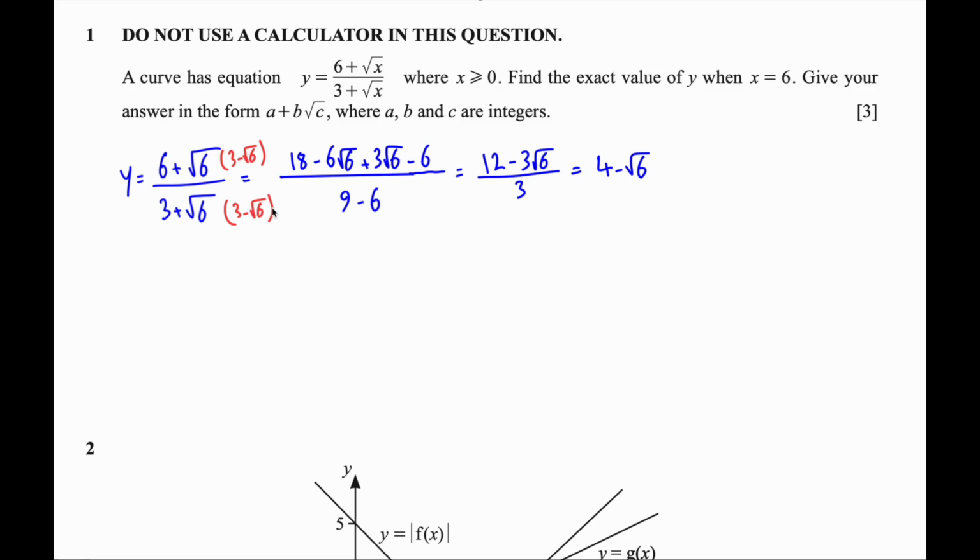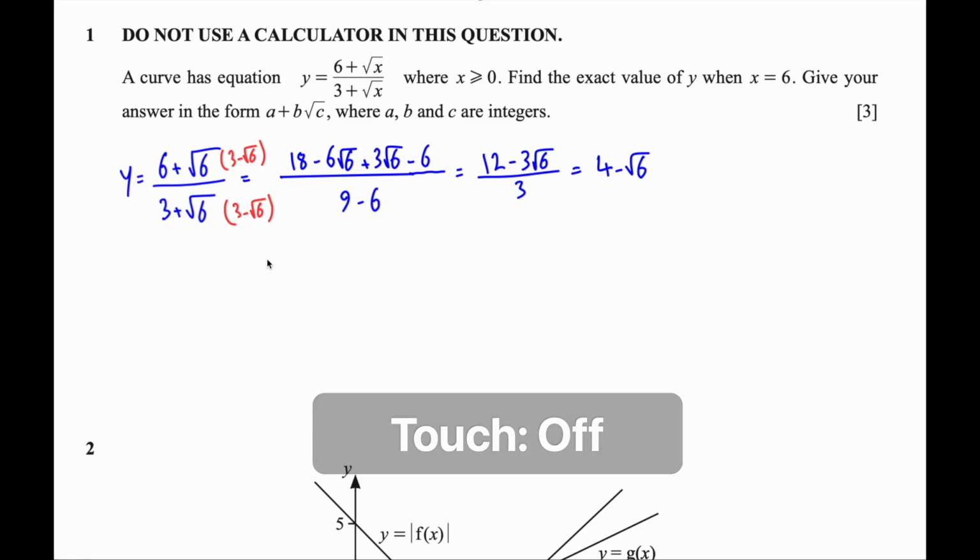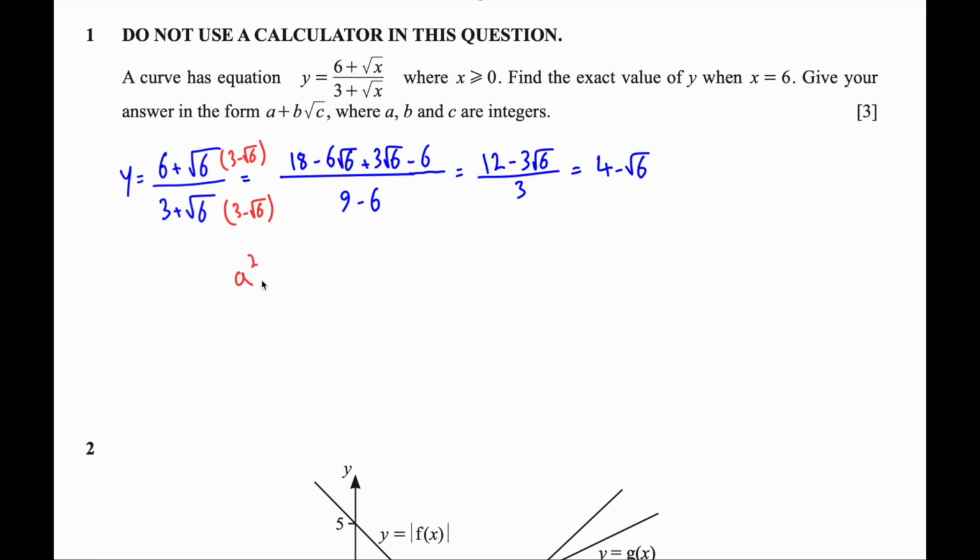Once you do that, in the denominator, you can use the famous identity, the difference of squares, which is basically a squared minus b squared is equal to a plus b times a minus b. So going backward, I already have the right hand side and I can obtain the left hand side by simply raising 3 to the power of 2 and the square root of 6 to the power of 2, which results in having 6.